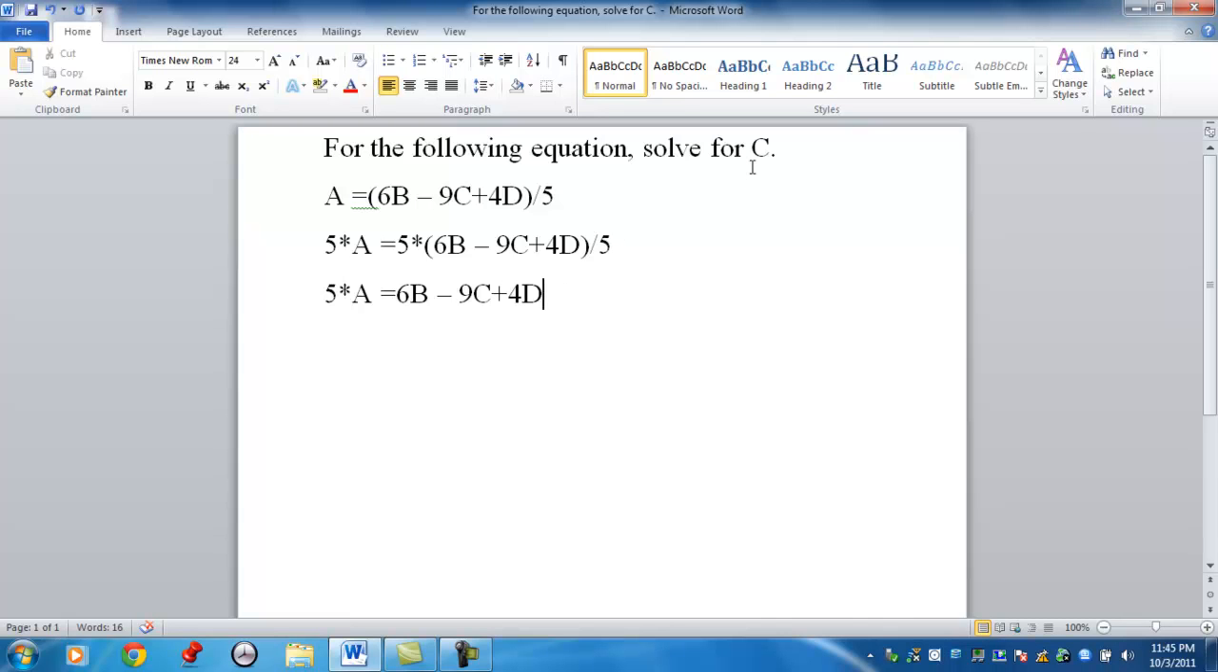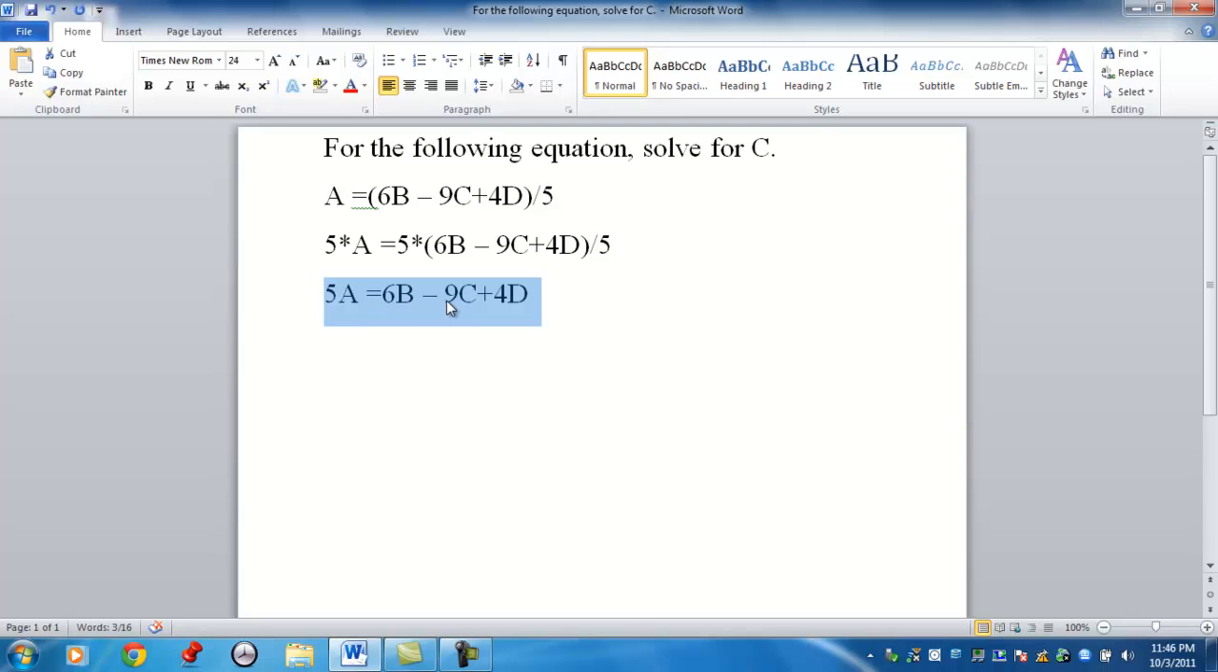Next, in order to solve for C, I need to get rid of the 6B and the 4D. So what we're going to do here is, again, 5 times A would just be 5A. I need to isolate 9C. Now there's a couple ways you can do this. Because there's a minus sign in front of the 9C, what I could probably do here is add 9C to both sides. Because the thing is, I want to avoid dealing with negatives further down the road.